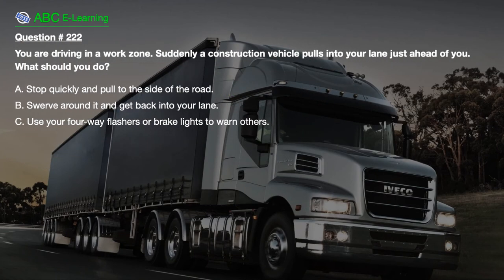Question number 222. You are driving in a work zone. Suddenly a construction vehicle pulls into your lane just ahead of you. What should you do? A. Stop quickly and pull to the side of the road. B. Swerve around it and get back into your lane. C. Use your four-way flashers or brake lights to warn others.